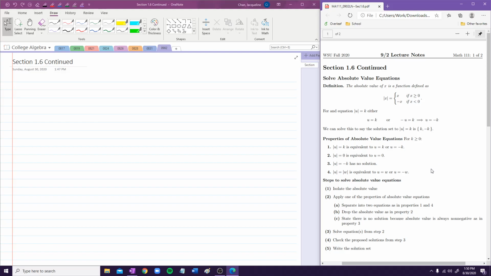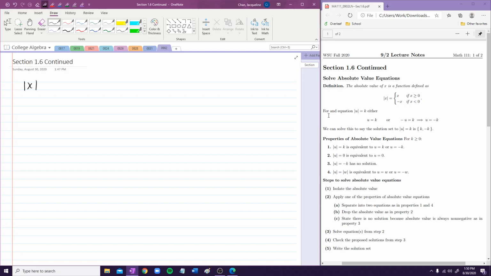Hello everyone. So today we will be finishing up section 1.6 by talking about how to solve absolute value equations. So what is an absolute value? The absolute value of x is a function defined as the following. Absolute value is denoted by two vertical lines, right? And this is equal to x if x is greater than or equal to 0, and it's negative x if x is less than 0, right?